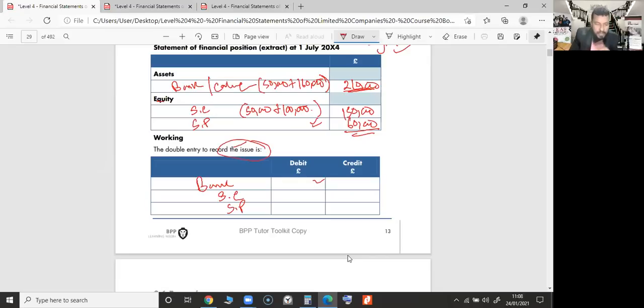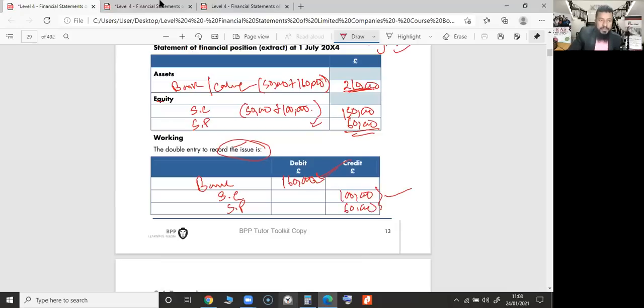So I think the double entry to record the issue is, we received 160. I'd like to write 160 here because of this issue. We're going to check the answer in a minute. Bank debit by 160,000, that much money we received. Share capital is 100,000 and share premium is 60,000. These are credit. Bank debit, share capital and premium credit.